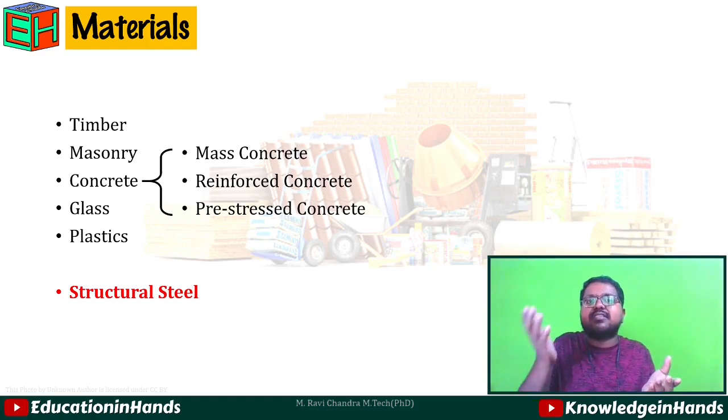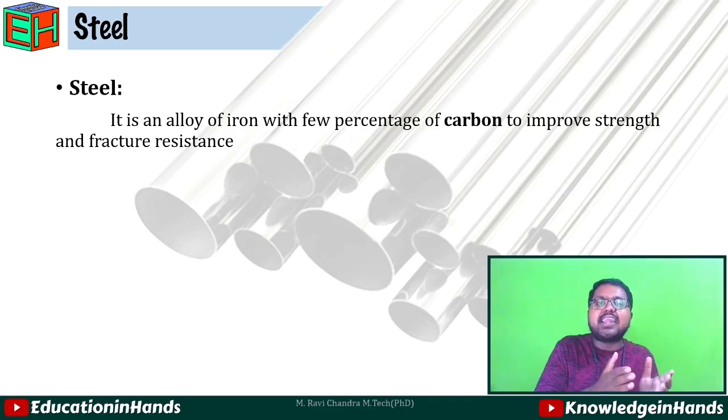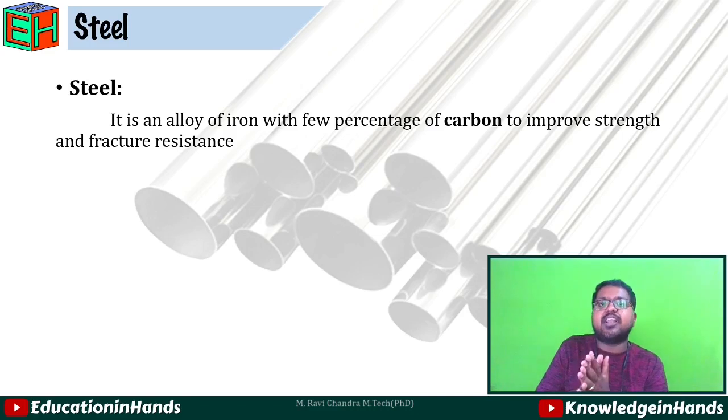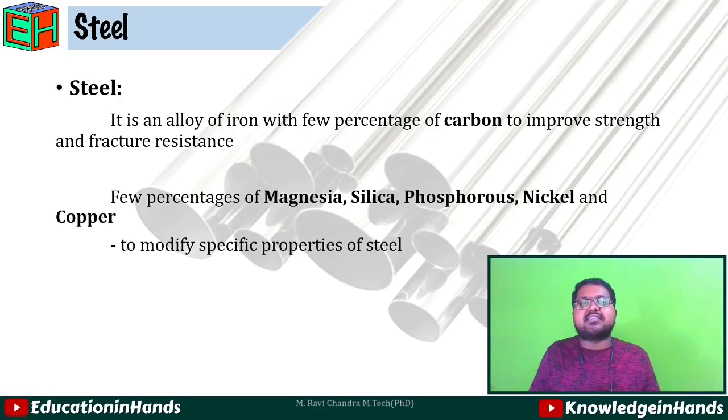So what is the difference between steel and structural steel? We will see. First, what is steel? It is an alloy of iron and carbon to improve its strength and fracture resistance. So if we say steel, it means an alloy of iron and carbon. Carbon is added in very small percentages. And also in some small percentages, some other materials like manganese, silica, phosphorus, nickel, and copper are added to modify the specific properties of steel.